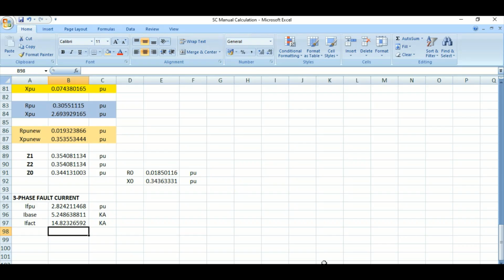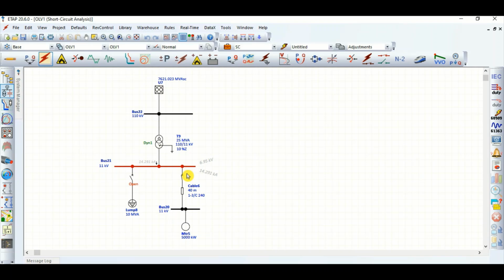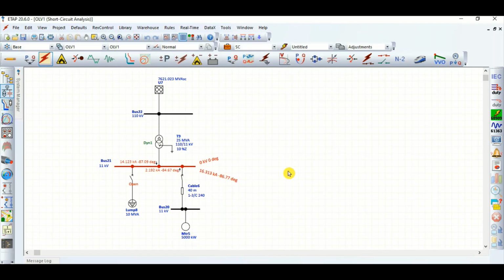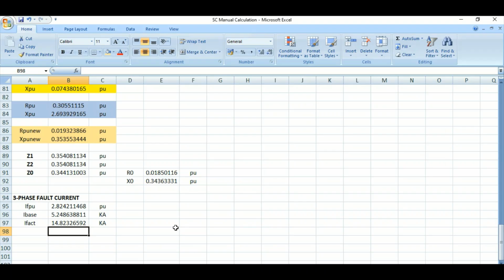Now let's go back to the ETAP generated output. So we will simulate this. This is the network, and this also has a connected motor. So let's calculate what the fault current is here. This is 15.712. No, this is the single line to ground fault. What is the three-phase fault? 16.313. So it is 16.313 here, but in our calculation it is coming 14.82.